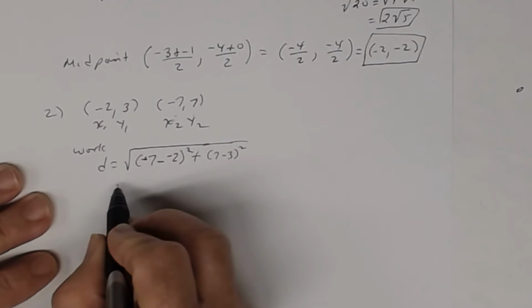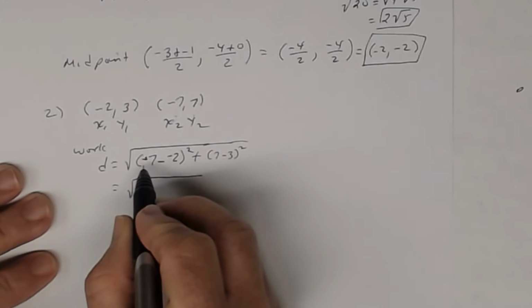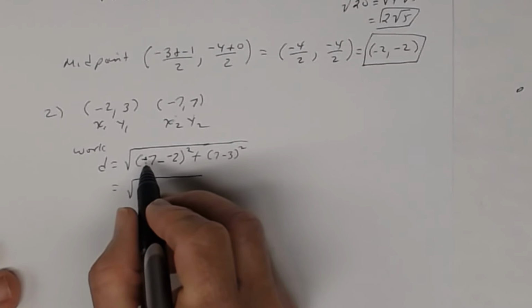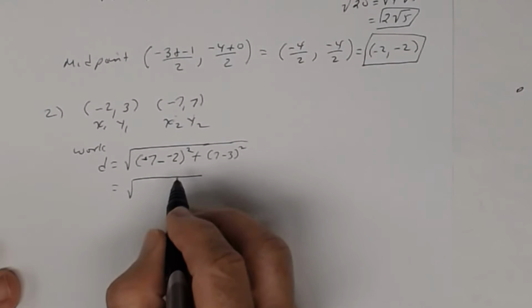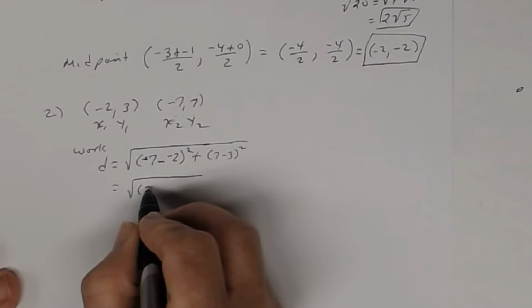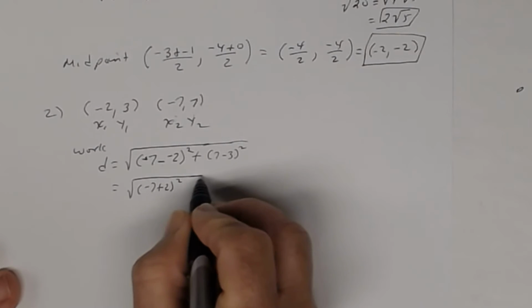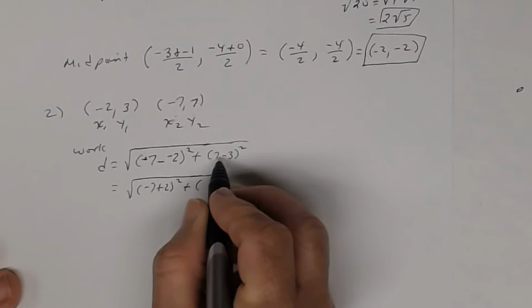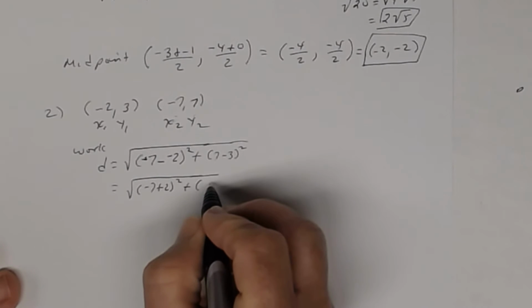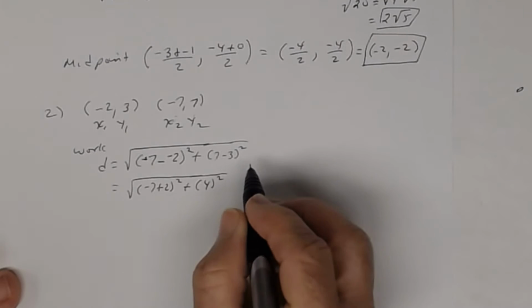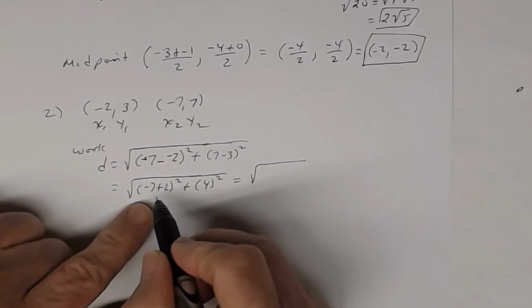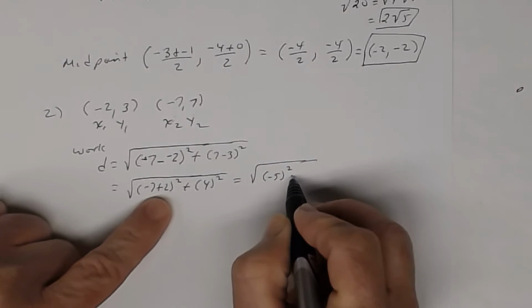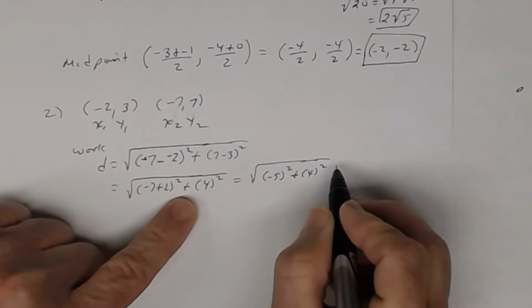All right? And so that's going to equal, and let's go ahead and simplify what's inside the first parentheses. Negative 7 subtract a negative 2 means negative 7 plus a positive 2, so you add the opposite. Negative 7 plus 2, but that's being squared. Plus, and then 7 subtract 3, I know what that is. 7 subtract 3 is 4, so I'm going to square that. Equals the square root of, negative 7 plus 2, that's a negative 5. So I'm squaring a negative 5, and I'm squaring a positive 4.